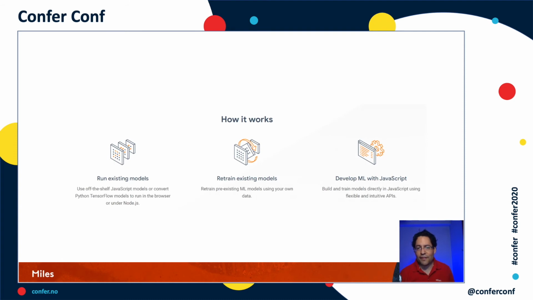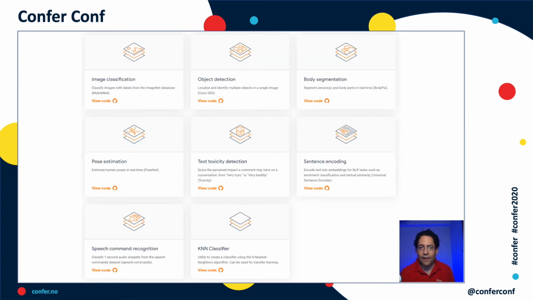So the way this works is either you can run existing models that you have, or there is a number of existing models that you can import into your project that we will have a look at quite soon. Or you can retrain existing models, or you can develop machine learning with JavaScript. So these are some of the models that already exist. These are for image classification, for object detection, for body segmentation, and so on. So all of these you can just make use of.